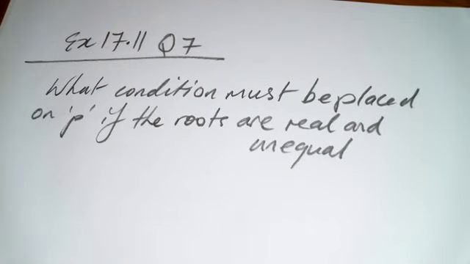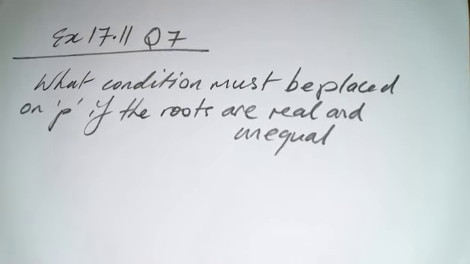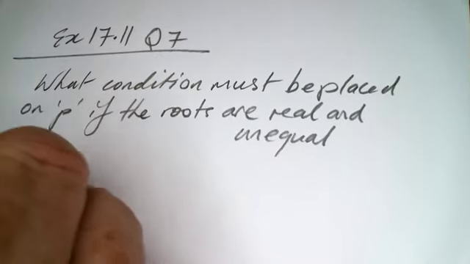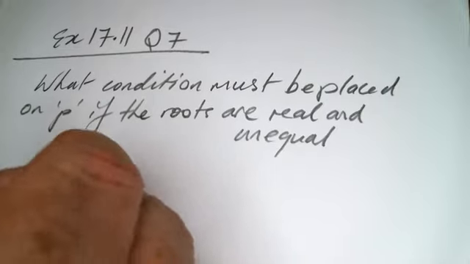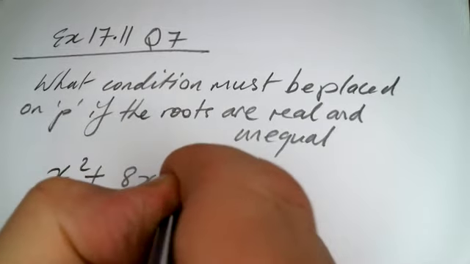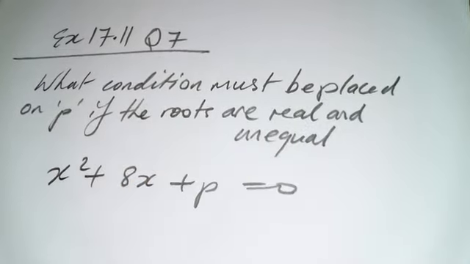Great question. 17.11, question 7. I'm going to do this in two parts actually, because there's a bit of explanation that needs to come first, I think. So here's the equation: x squared plus 8x plus p is equal to 0.